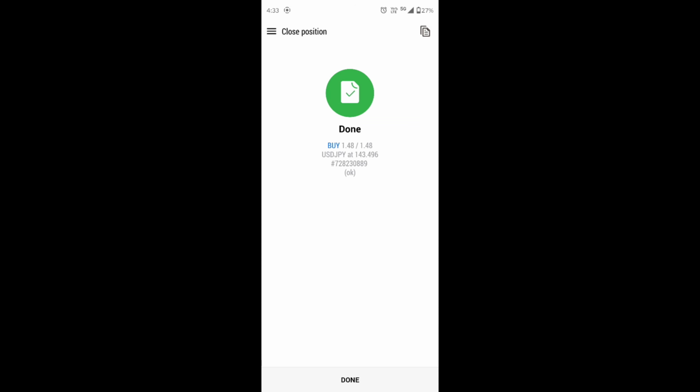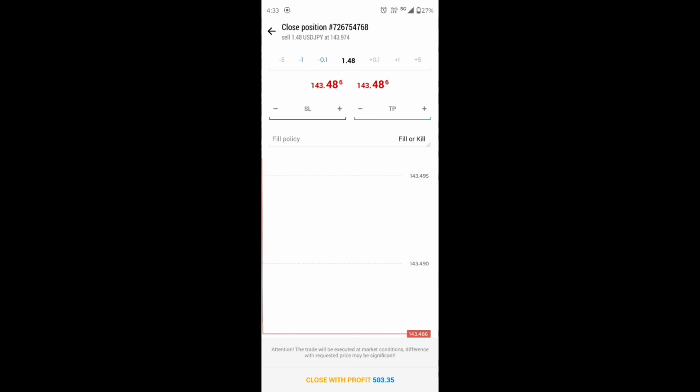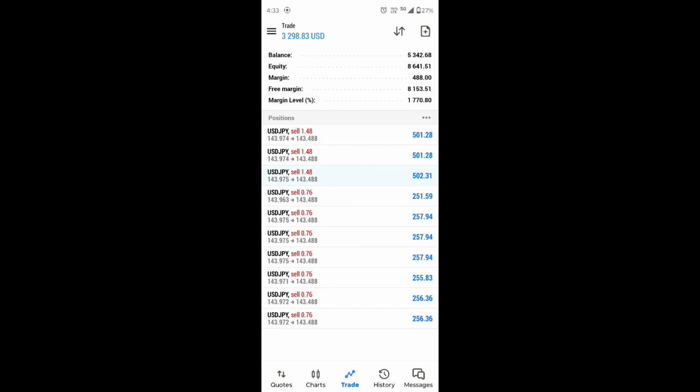The probability of any trade is always 50/50. Here no one knows which candle will form next, so always follow the risk to reward ratio, where you will always be in profit.